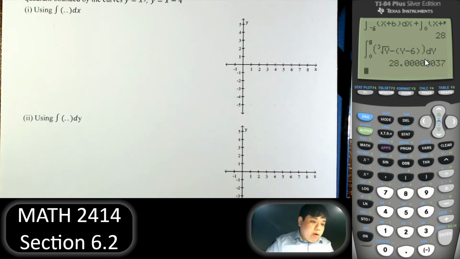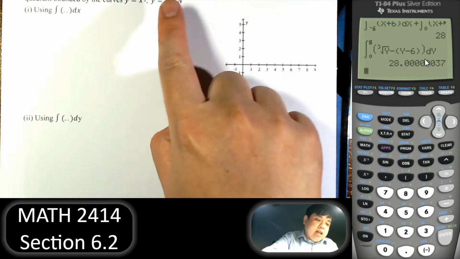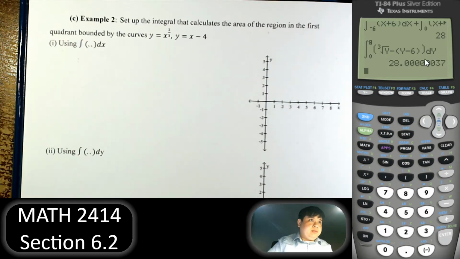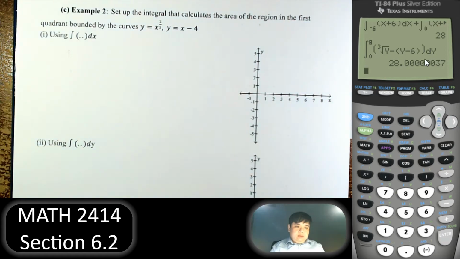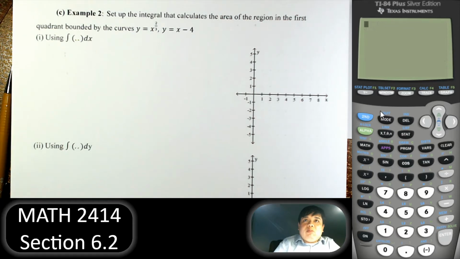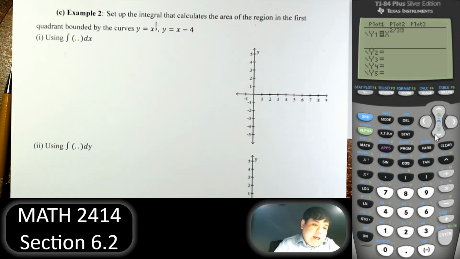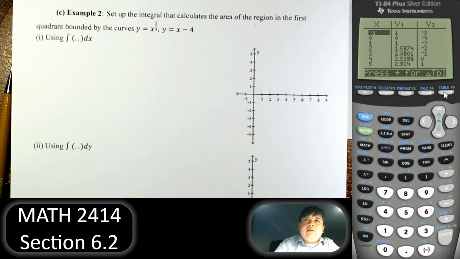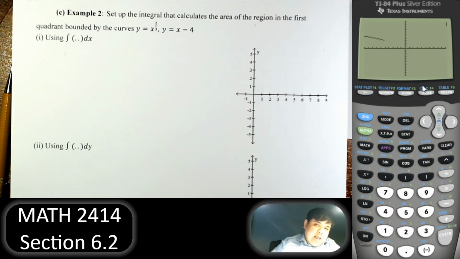Right, some example here. So first, set up the integral that calculates the area of the region in the first quadrant bounded by those two functions. So first, let's see how that looks. Y equal to x to the 2/3, and the bottom x minus 4. Let's look at the graph. It's going to be that.